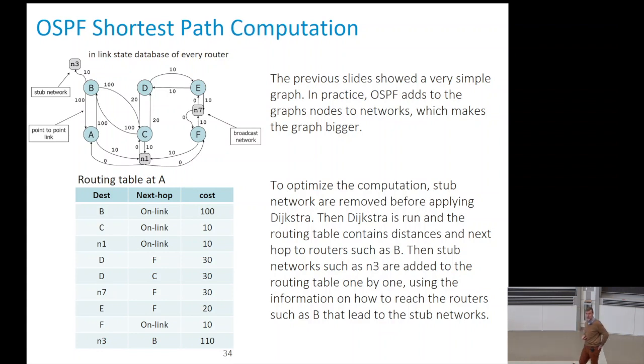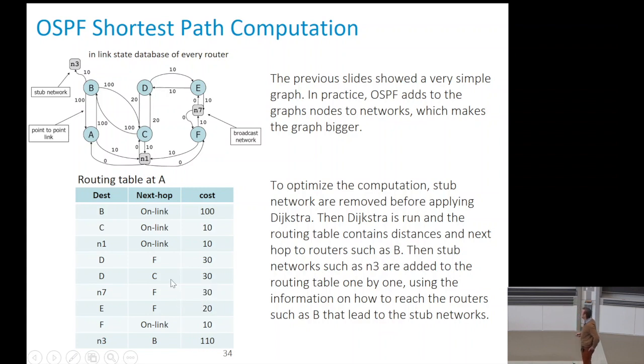So back to our toy network. This is what will happen at A. A will run Dijkstra on this graph, and we'll have at the end this table. It will know for every destination. The destination is either a router or a subnetwork, because we know that subnetworks, or what are called networks by OSPF, are also nodes. And then it will therefore know how to go to each of those nodes and what is the cost here.